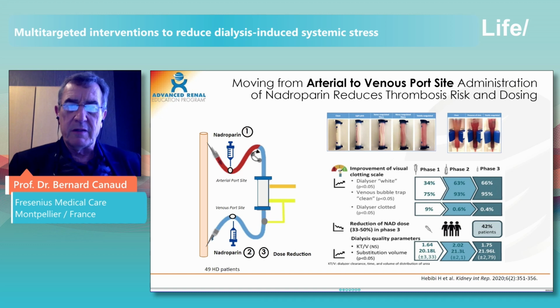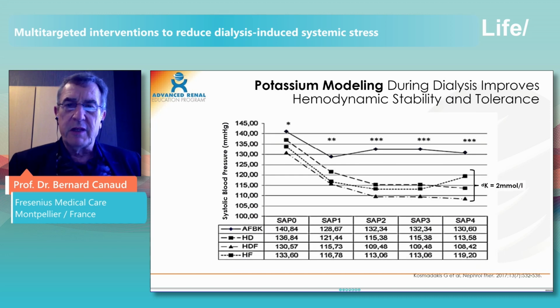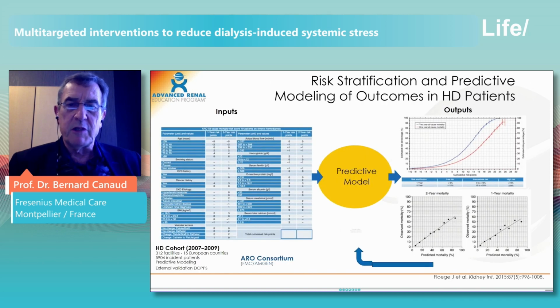So that means we know that today high volume hemodiafiltration is the best way to remove such middle and large molecular substances. Acting on the anticoagulation also, in that case, injecting the low molecular weight heparin not on the arterial side, but just on the venous side, shows that you can reduce thrombosis risk and reduce by almost 50% the consumption of erythropoietin. Potassium modeling is coming, and it is also shown in the study that reducing the fluxes of potassium improves tremendously the hemodynamic tolerance of the patient.